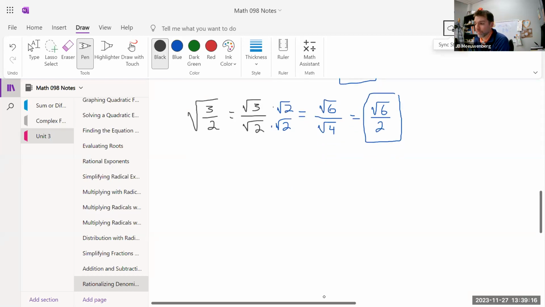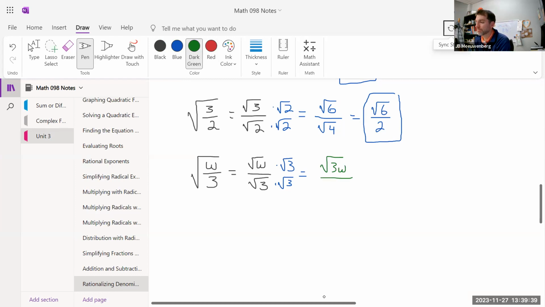What if we have a variable in there? What if we have the square root of w over 3? Well, just like before, separate it into 2 separate radicals, one on top, one on bottom, and rationalize the denominator, times radical 3 over radical 3. The square root of 3w on top. On the bottom, we have the square root of 9, and that can simplify, and the top cannot. On the bottom, we take the square root of 9 to get 3, and we're done.